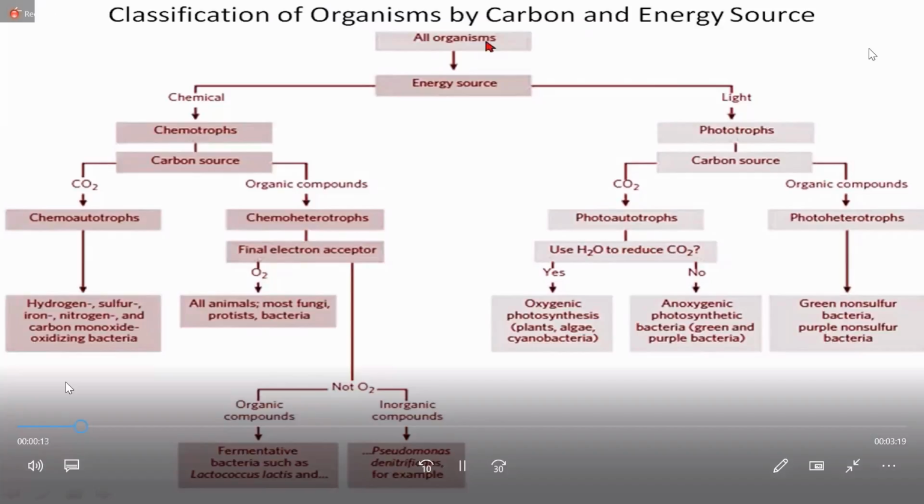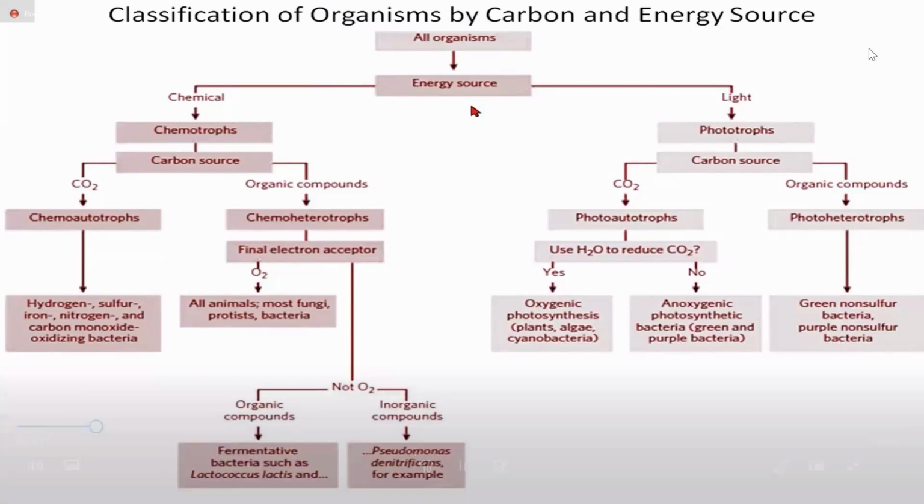Energy source. As we all know, all organisms require energy for their survival and growth. Now this energy might come from either a chemical source or a light source. If the energy comes from a chemical source, the organisms are known as chemotrophs. And if the energy comes from a light source, they are known as phototrophs.